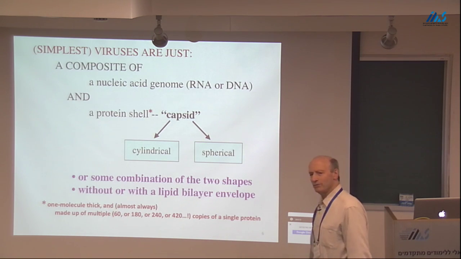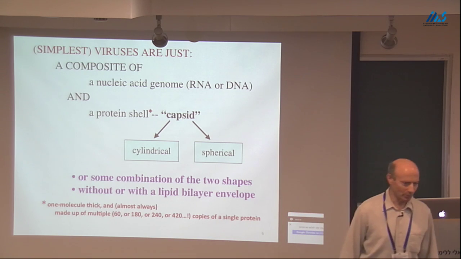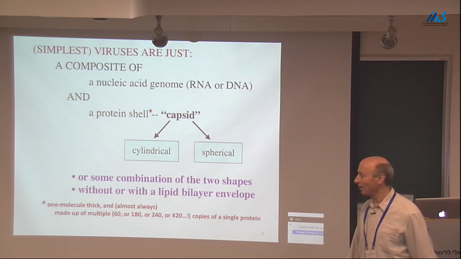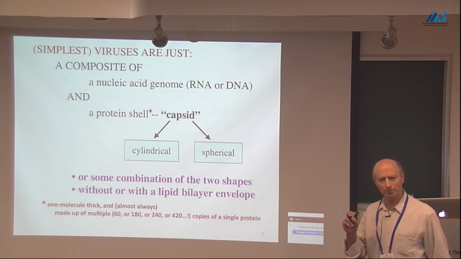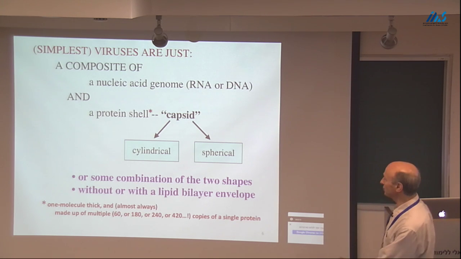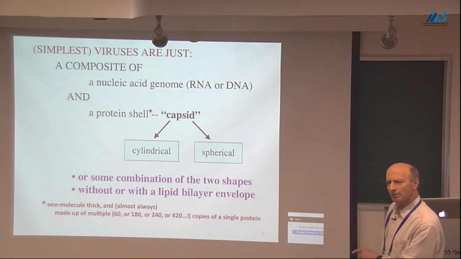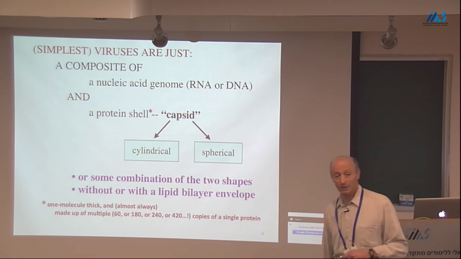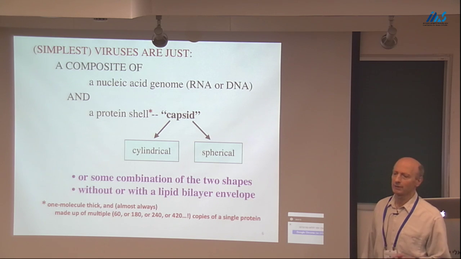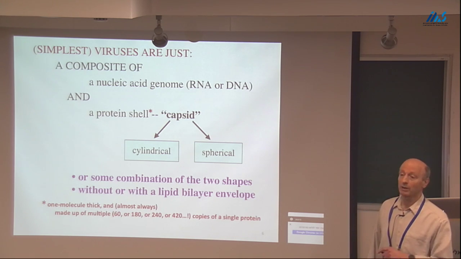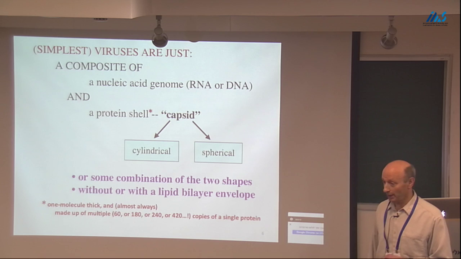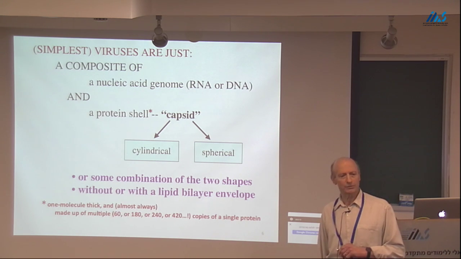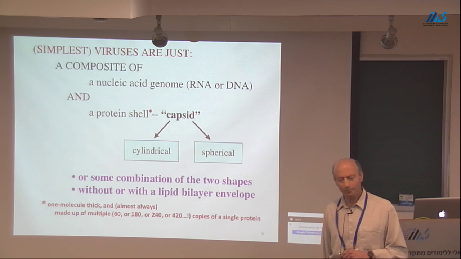So, just to make certain that everybody's clear what a virus is, the simplest viruses are essentially just protected genetic information. Viruses are exceptional in that of evolving organisms, and if you like, of living things, they're the only ones that have RNA as well as DNA, one or the other, as their genomes. In fact, most viruses have RNA genomes.